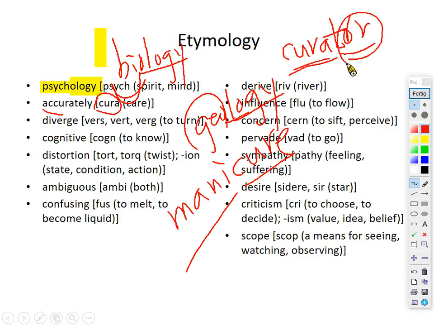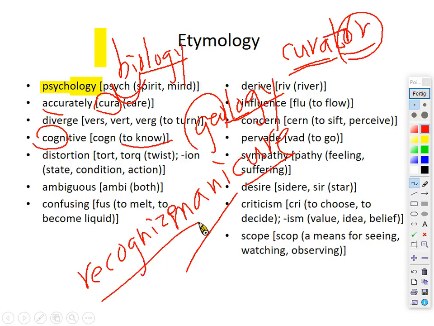Okay, and let's talk about cognitive. We say that know, right? So recognize: if you see it one more time, you know it one more time. That is to recognize. Distort. Distort is to twist. And ambiguous, ambi means both, right? And you must know this word, ambition. A status of both. So you want this and you also want that, right? So this is ambition. You want this and that, 野心. So ambition comes from this. Okay, so all of this is something you need to learn.